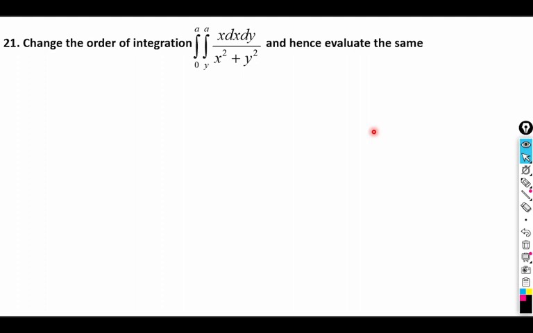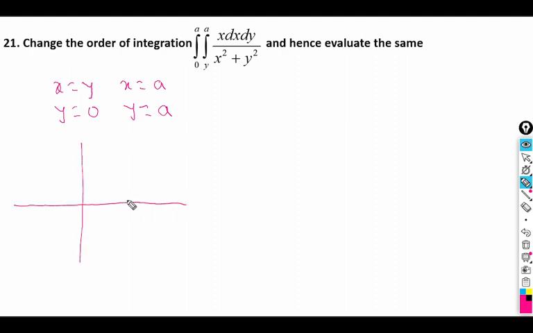Example 21. Change the order and evaluate. Again, we should draw the region of integration first. Region of integration is the mainly important thing. What are the boundaries now? Inner limit is x equal to y, x equal to a. You can't say y equal to y there. So inner limits are x equal to y to a. Outer limits are y equal to 0 to a. So these are the given limits and we have to change the order.